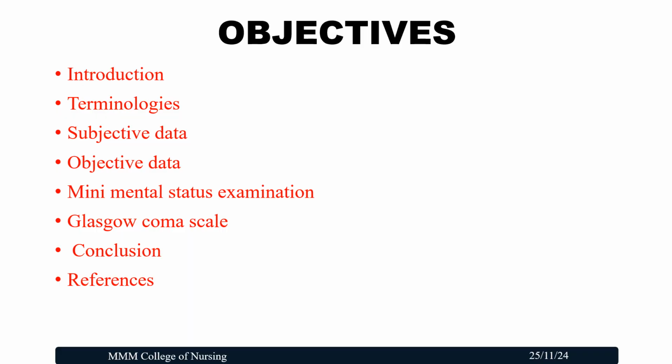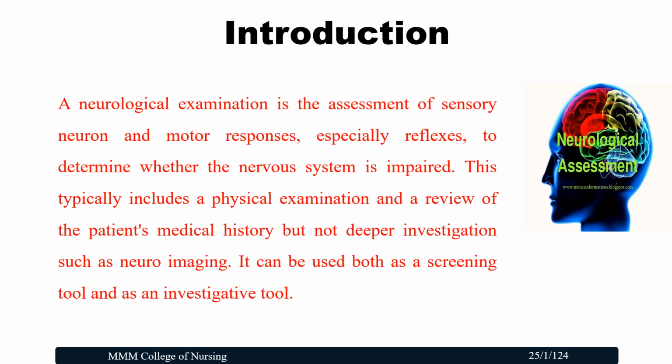Let's see the objectives we are going to discuss: introduction to the neuro assessment, some terminologies, subjective data and objective data, mini mental status examination, Glasgow Coma Scale, and finally the conclusion. Understand what a neurological examination is. A neurological examination is the assessment of sensory neuron and motor responses, especially reflexes, to determine whether the nervous system is impaired. This typically includes a physical examination and a review of the patient's medical history, but not deeper investigation such as neuroimaging. It can be used both as a screening tool and as an investigative tool.